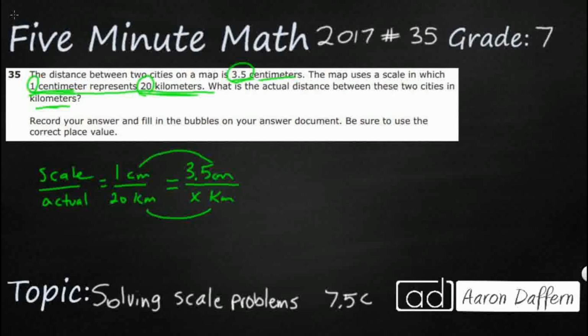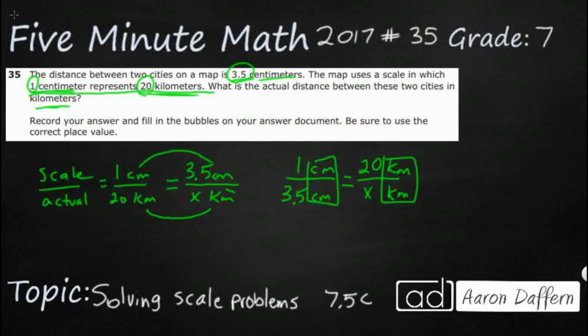Another way to do that is just to write, instead of having the scale over the actual, right, we can just have the units together. So we could do like this. We could say 1 centimeter relates to 3.5 centimeters, and this 1 centimeter relates to this 20 kilometers over here, because that's our scale, and that goes over our X kilometers that we're looking for. So instead of having the scale over the actual, I had the scale across from each other, and I kept the units the same: centimeters, centimeters, matching up with kilometers, kilometers.